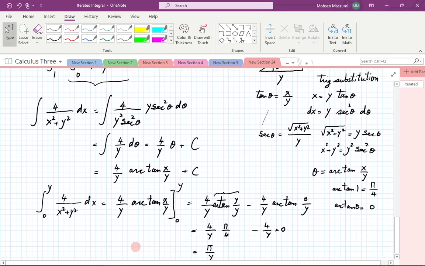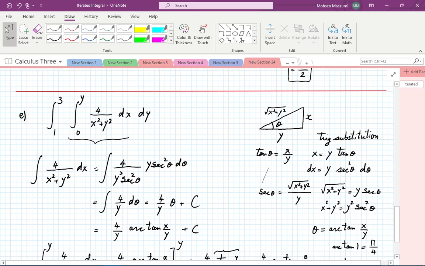So it took a while for us to do the inner integral. The inner integral just became pi over y. So I am now left with just the integral from 1 to 3 of pi over y dy. Well, pi is a constant. Integral of dy over y will be logarithm of absolute value of y, which is, now we are in positive territory, all positive, so logarithm of y between 1 and 3. Well, this becomes pi logarithm of 3 minus pi logarithm of 1.